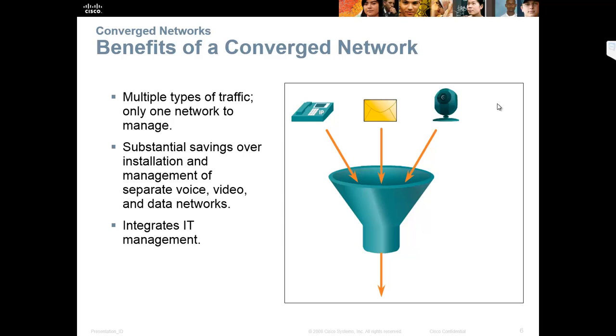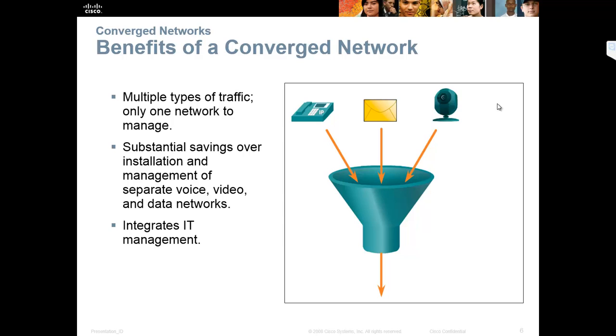So the benefits of a converged network, I really kind of have already talked about this. Multiple types of traffic, only one network to manage. Substantial savings over the installation and management of separate networks. Because we're dealing with one network, it is a whole lot cheaper and easier to do.